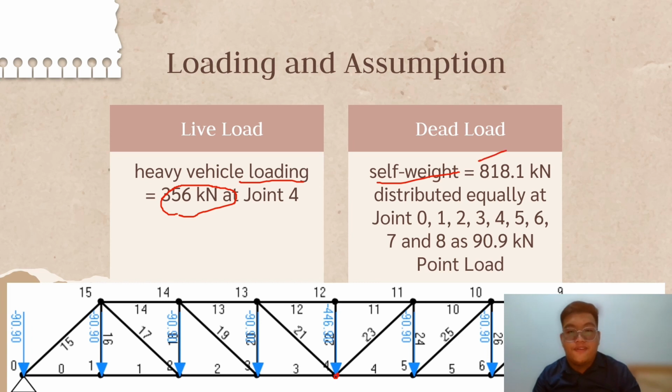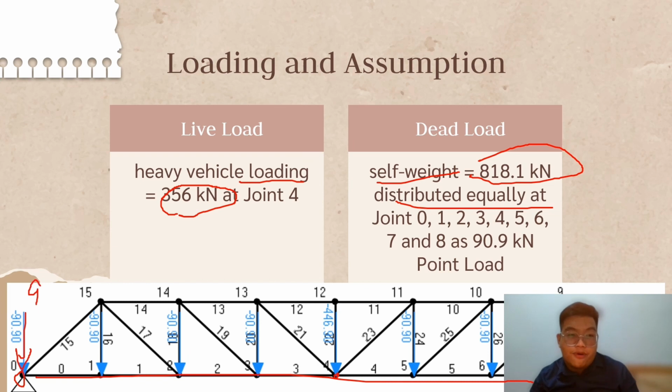the self weight with a value of 880.1 kN, which is distributed equally at the bottom chord from joint 0 here until joint 8, with the value of 90.9 kN downward as a point load at each joint from joint 0, 1, 2, 3, but at joint 4 we need to add up with this value 356.